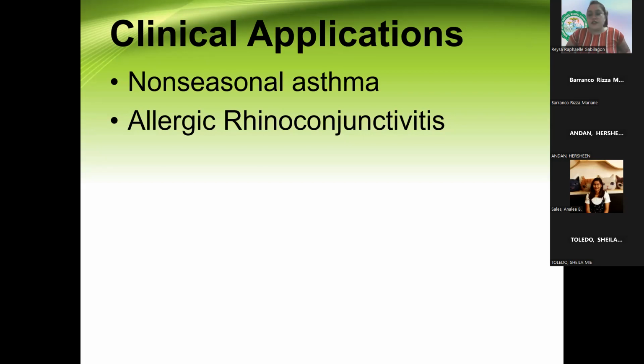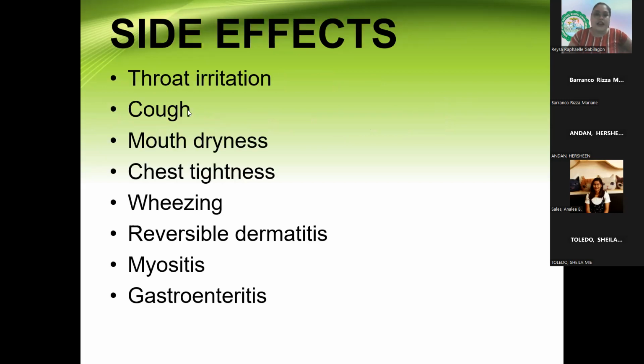You can also use nedocromil and cromolyn since they are mast cell stabilizers. They will inhibit the release of histamine also so that the allergy does not get worse. Okay? But what are the side effects of these two?